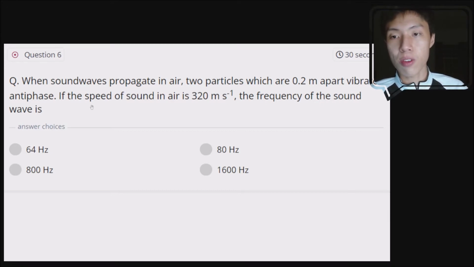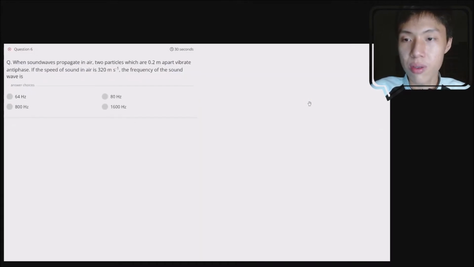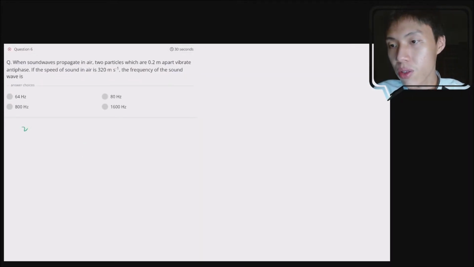So you know speed of sound is v, and they ask for frequency f. Definitely you relate to v equals f lambda. So let's try to approach this question. You know that v is equal to f lambda. You know that v is 320, but you want to find the frequency. So now you need to substitute in the wavelength. So let's try to look at the wavelength.